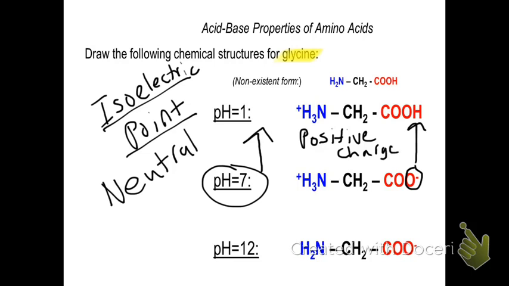And the amino acid itself becomes more acidic. Above the isoelectric point, so as we move glycine to a pH of 12, more or less, the amino acid is becoming more negatively charged.